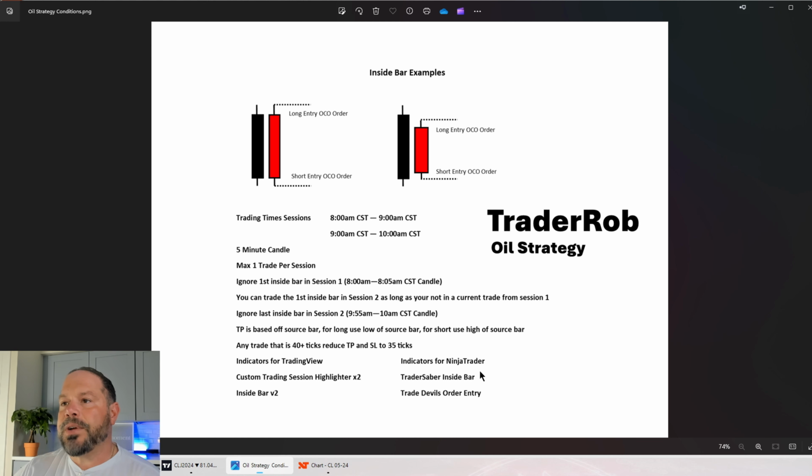And then if you're on NinjaTrader, I'm going to show you guys a few different indicators. The ones I use are Trade Devil's order entry and the TradeSaber inside bar indicator. So those are what I use for NinjaTrader. I'll even show you a free one, because this order entry one did cost me some money, and if you want it, you'd have to go on their site and purchase it. But there are some free versions of it and some other ways to get into this trade. So let's just take a look really quick at the charts.